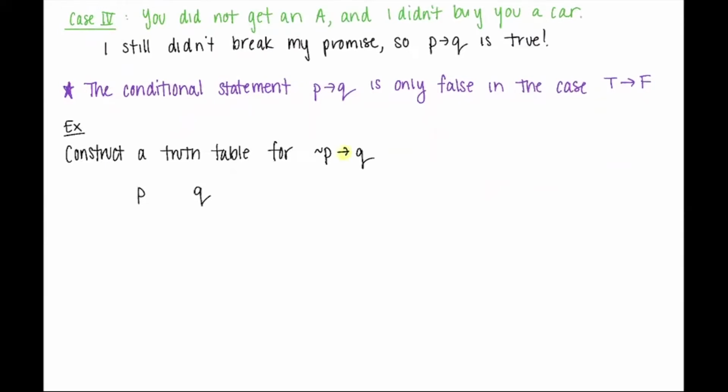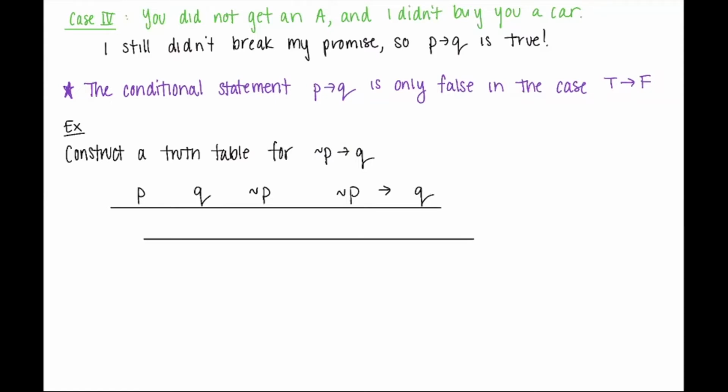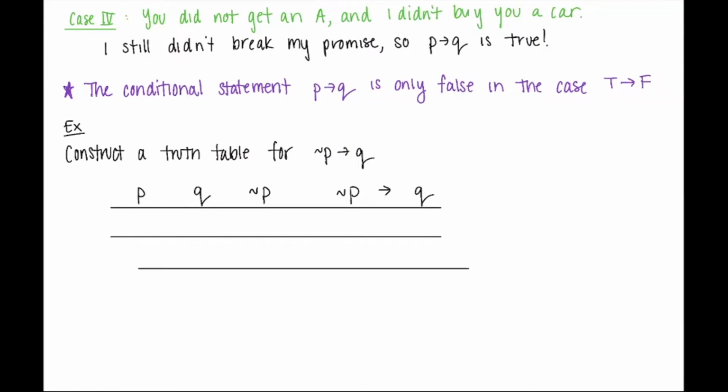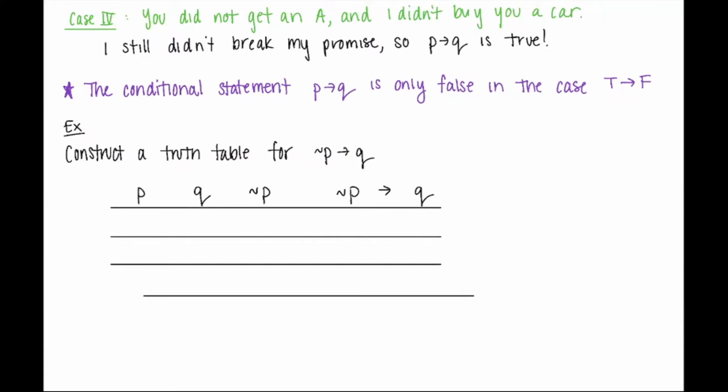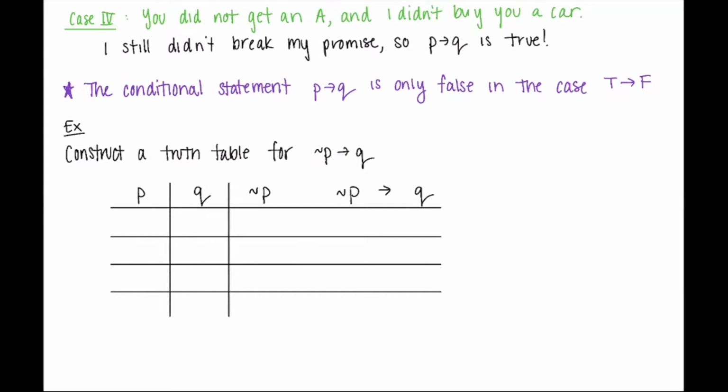Before I can do this main thing in the middle, I've got to find not P. And then once I have not P, I can do if not P, then Q. All right. That is everything we need for our truth table. And it's going to have 4 rows because it's 2 statements. And so that is all of our columns we need.